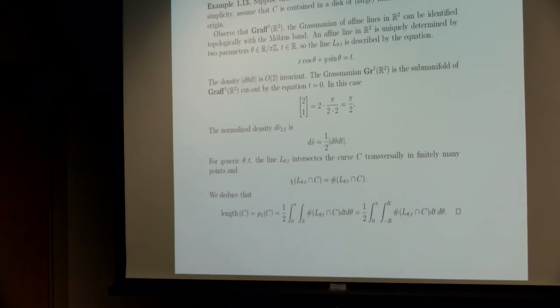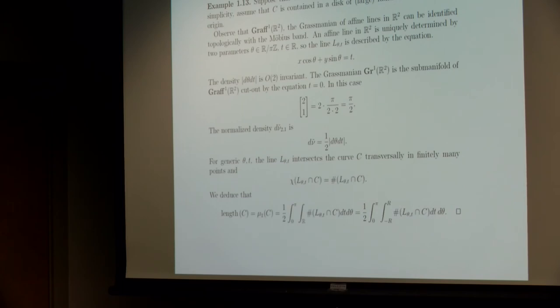The intersection between a line and a curve in R2 is a bunch of points, typically. So the Euler characteristic is the number of points. So now I'm looking at the average of the number of intersections of the curve with a line. And I'm integrating. I do this computation, and here is what it is: half the average number of intersections is the length of the curve. That's Crofton's original formula.